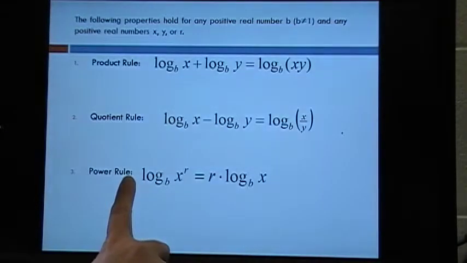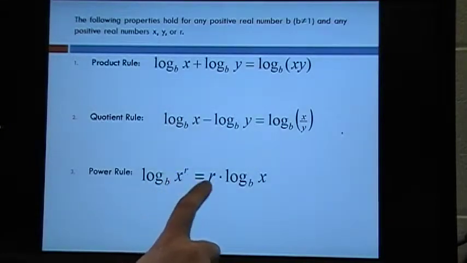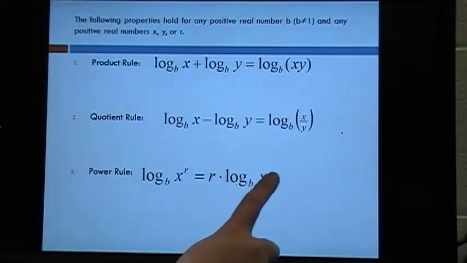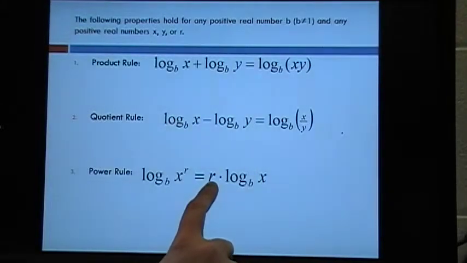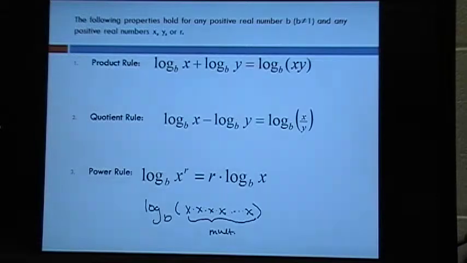The power rule says that if your log has an argument that's being raised to a power, then you can rewrite it with that power as a coefficient. Okay? R times log base b of x. And it makes sense. If you think about what this says, log base b of x to the r, that's the same thing as log base b of x times x times x times x, and you multiply that r times.